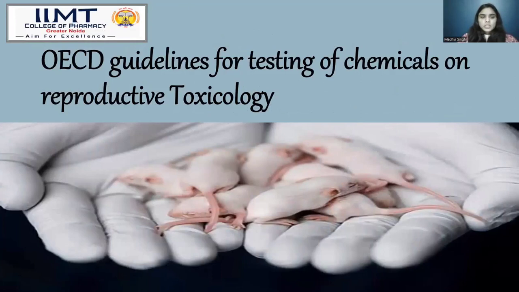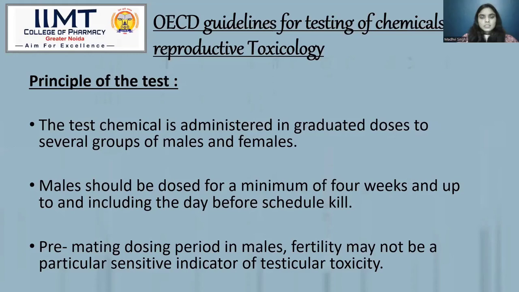Next is OECD guidelines for testing of chemicals on reproductive toxicology. What is OECD? OECD stands for Organization for Economic Cooperation and Development. And here are the guidelines. Principle: the test chemical is administered in graduated doses to several groups of males and females. Males should be dosed for a minimum of 4 weeks and up to and including the day before scheduled kill.